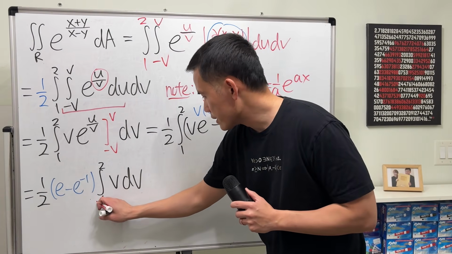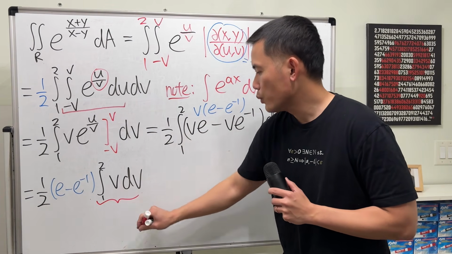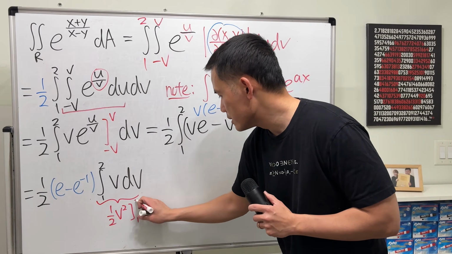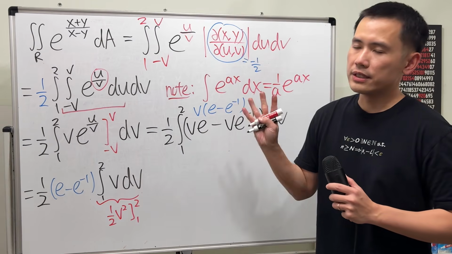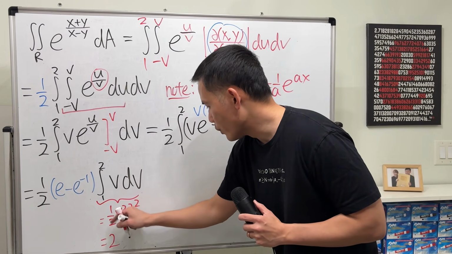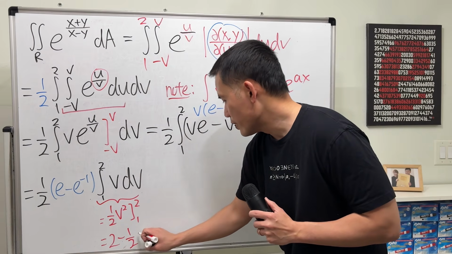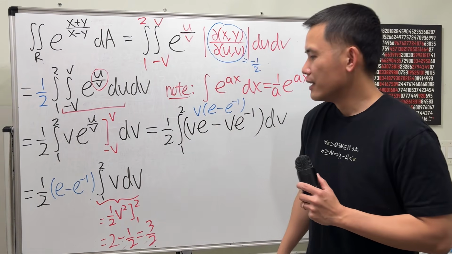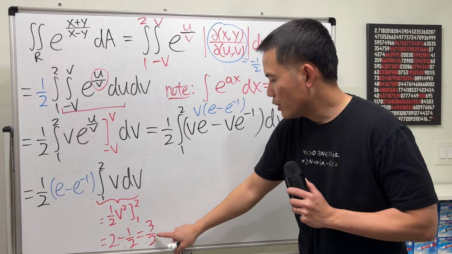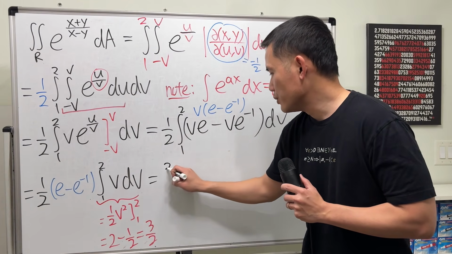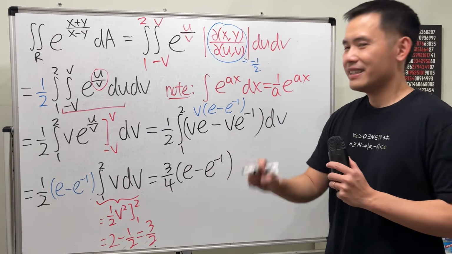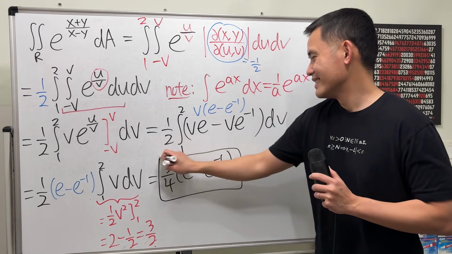All right, let's go ahead and work this out first. Integrating v, we get 1/2 v squared, and then plug in the numbers. When 2 goes in, 2 squared is 4, divided by 2, we get 2. Plugging 1, we get 1/2. 2 minus 1/2 is 3/2. So now, we just have to do 1/2 times this times 3 over 2. 3 over 2 times 1/2, that is 3 over 4. And then I'll just keep that. And that's it. Cool, huh?